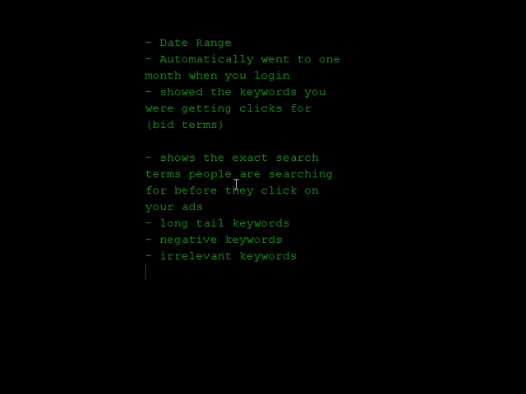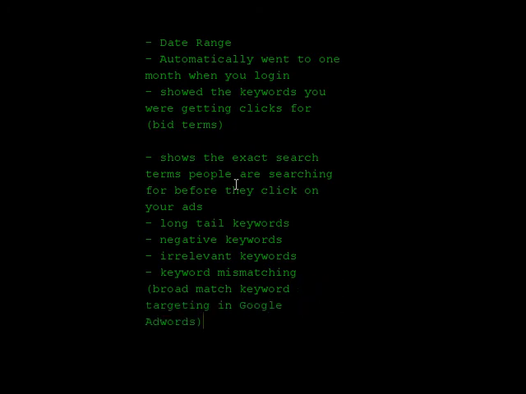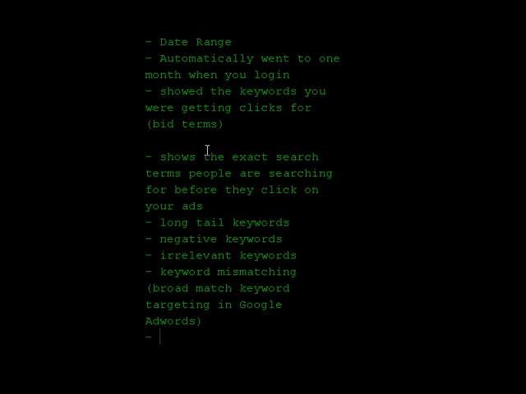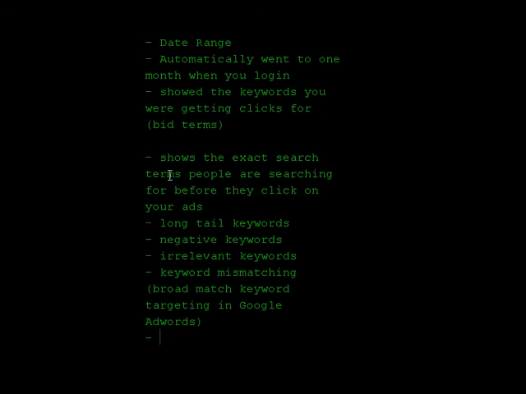They also get to see keyword mismatching, and that's caused by broad match keyword targeting in Google AdWords. And really what I'm trying to do here is get as many different features and facts about the product down as possible. While I'm doing this, I'll aim to get literally pages of information about the product together.